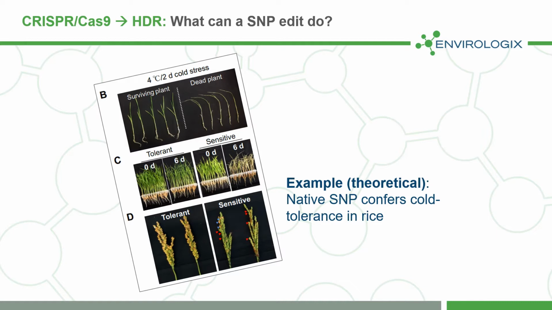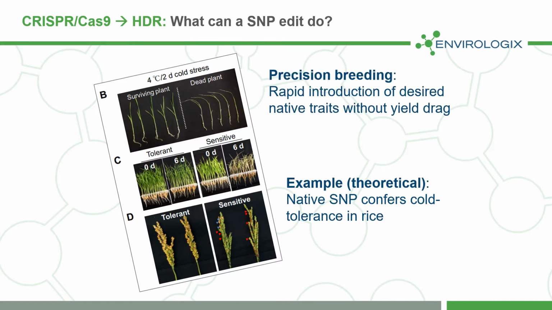So if someone wanted to recreate this cold tolerance in a new variety of rice, in ag we'd call that precision breeding. So the rapid introduction of desired native traits without yield drag. And CRISPR paired with homology-directed repair could very specifically recreate this native single base pair change in a different type of rice.